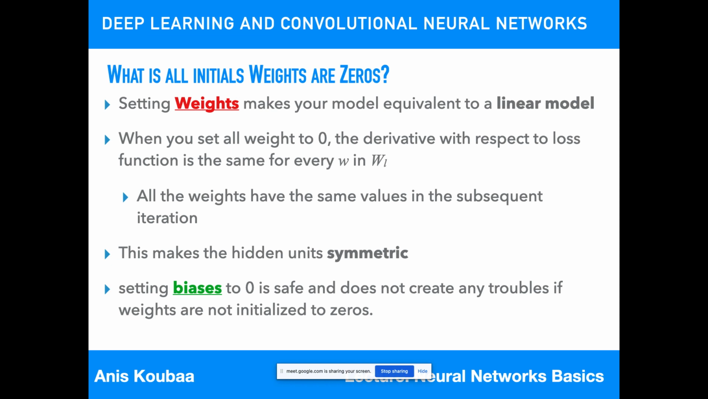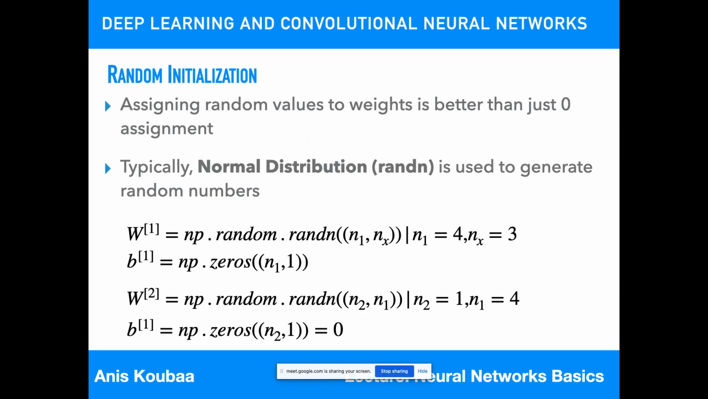On the other side, setting the biases to 0 is safe. There is no issue with that, and it does not create any trouble if the weights are not initialized to 0. To summarize, setting weights to 0 is bad, and setting biases to 0 is safe and fine. Random initialization means assigning random values to weights, which is much better than just assigning 0.